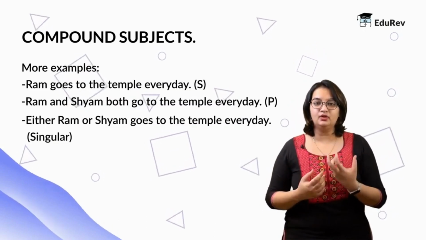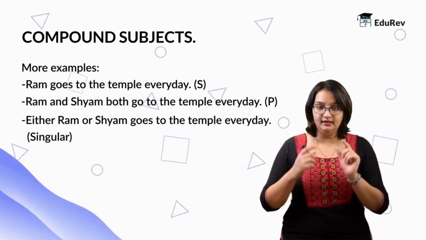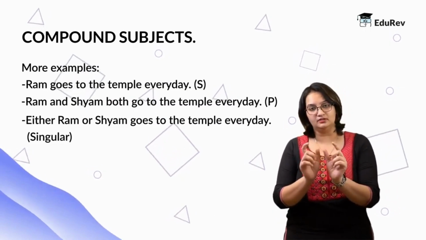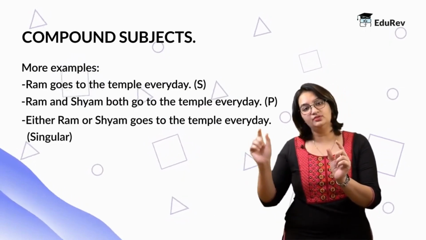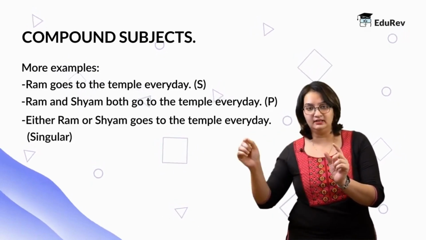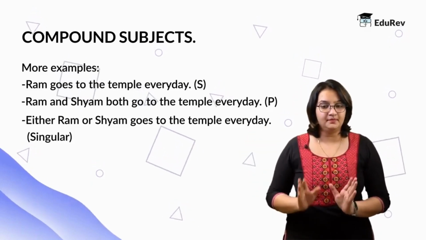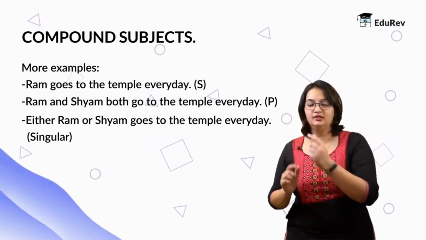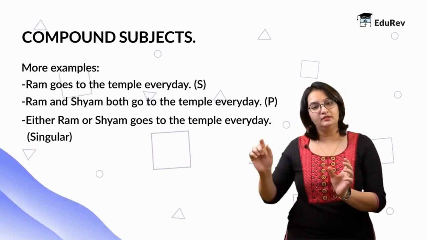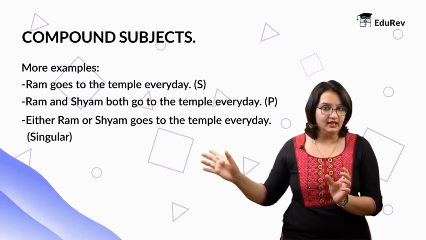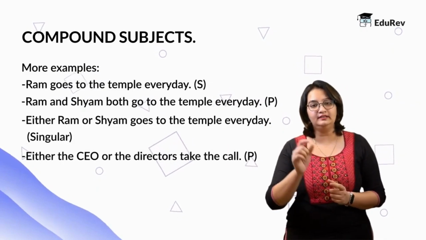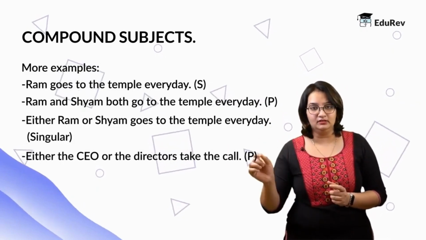Next, either Ram or Sham. Now in this case, we are joining the two subjects via "or." In this scenario, whichever subject is closer to the verb has to take the singularity or the plurality of that particular verb. And therefore, here, since it is either Ram or Sham, Sham is singular, therefore it will be "goes to the temple every day."